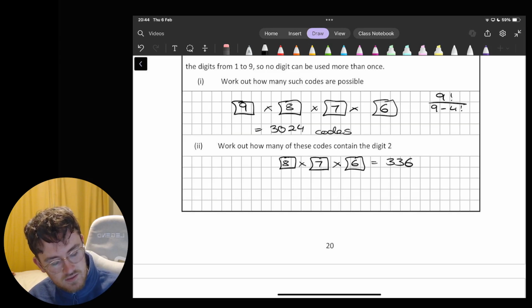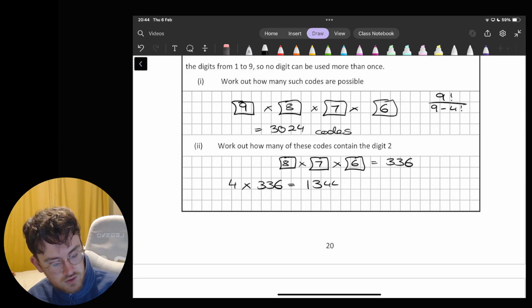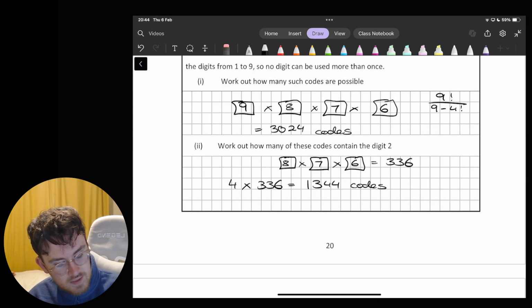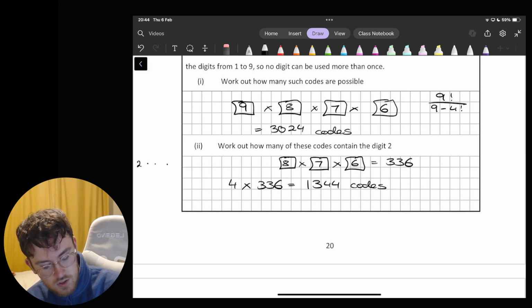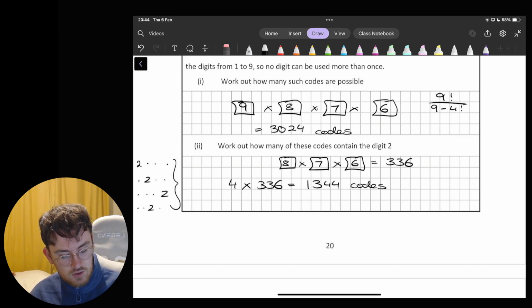And then we have 4 different arrangements for my number 2. There's 4 different places my number 2 could be within that arrangement. So that gives me a total of 1,344 possible codes. So I'm basically saying we could start with 2, we could go 1 and then 2, we could go 1, 1, 2, and we could do 2 in the 3rd position as well. So there's 4 different ways that I could arrange my codes for 2, and then there were 336 different ways of arranging the 3 remaining digits. Okay, so let's keep going.